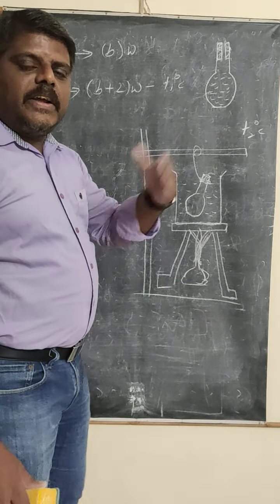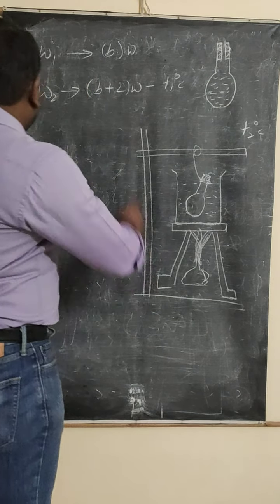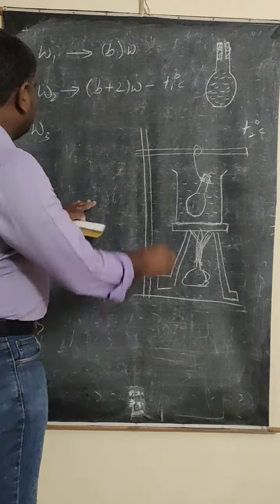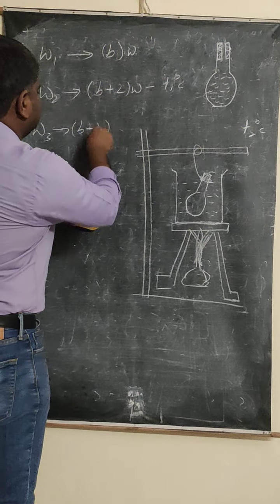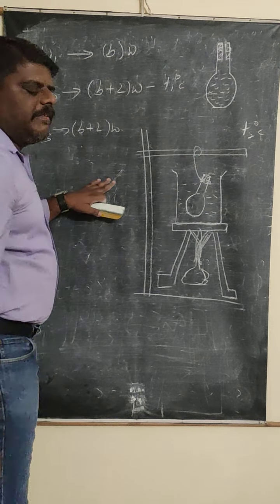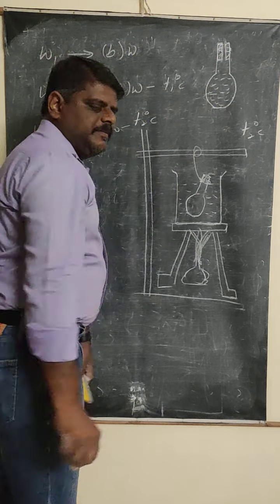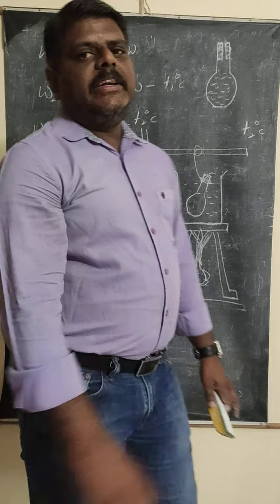Third time, after heating up to T2 degrees Celsius, you measure the weight, and that weight is represented by W3. W3 contains bottle weight plus liquid weight, at what temperature? T2 degrees Celsius. Okay, this is the experimental procedure you need to remember.